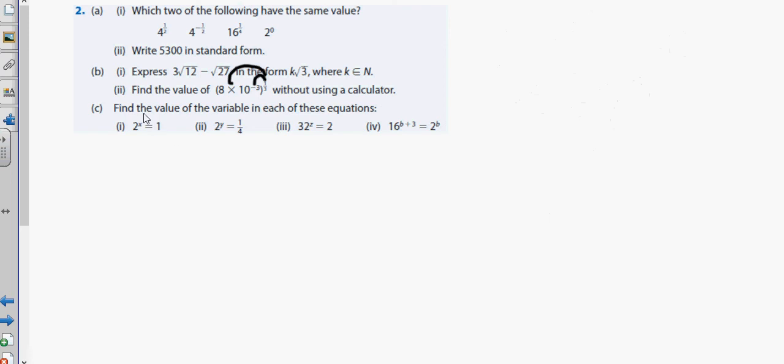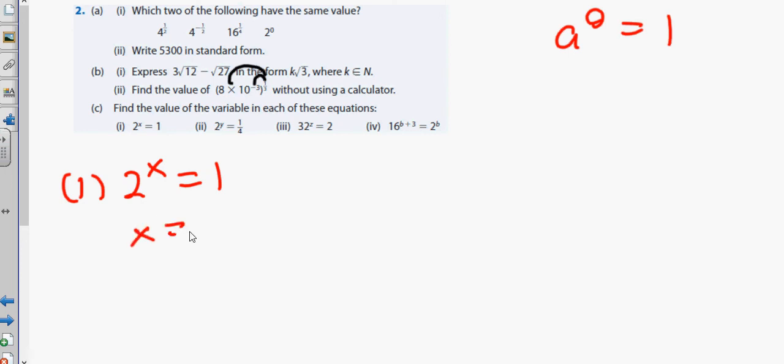Find the value of the variable in each of these equations. So the variable is the letter. So it wants me to find 2 to the power of x equals 1. Now, there's only one way to do this question. You have it in your memory that any number to the power of 0 equals 1. Therefore, x has to be equal to 0.